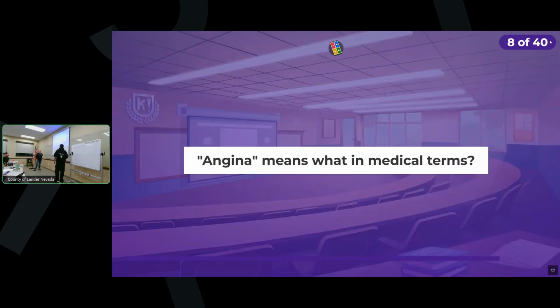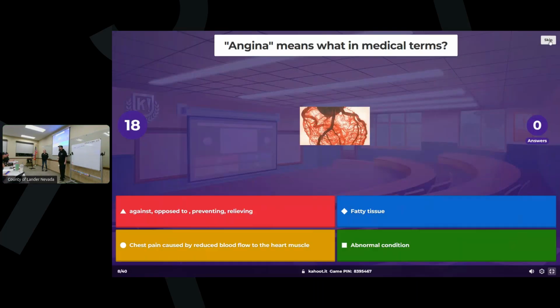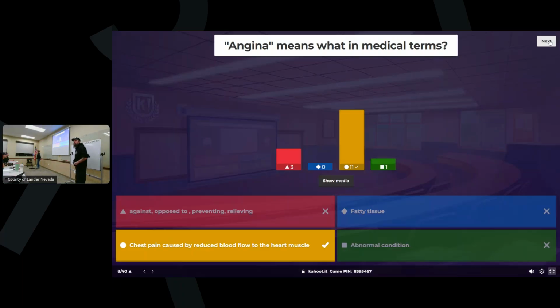Angina means what in medical terms? All right, good. So chest pain caused by reduced blood flow to the heart muscle. Whenever someone's having chest pain that goes away with rest, it is referred to as angina.